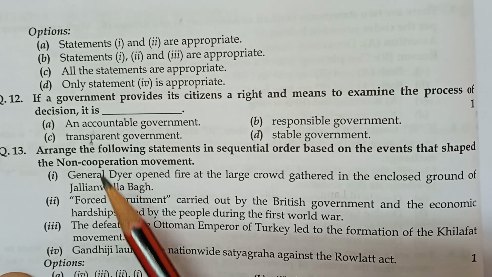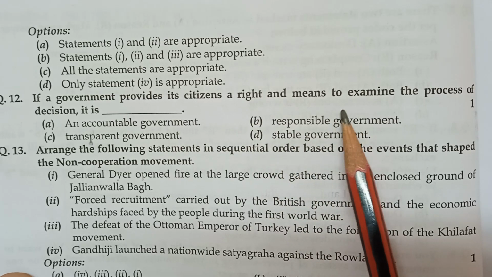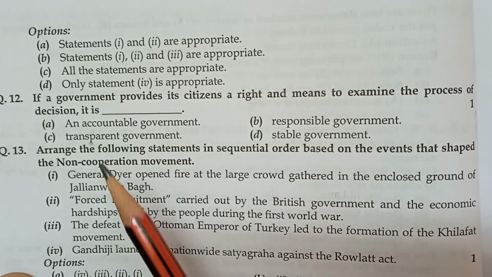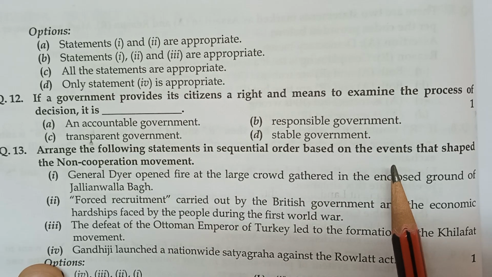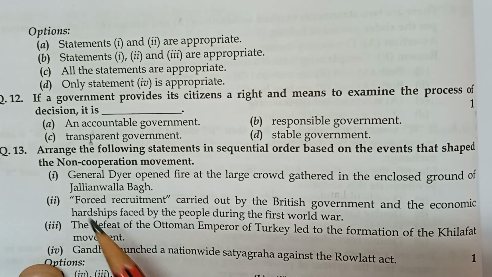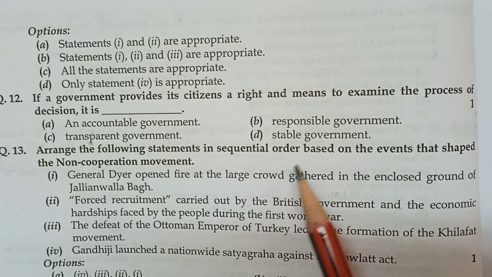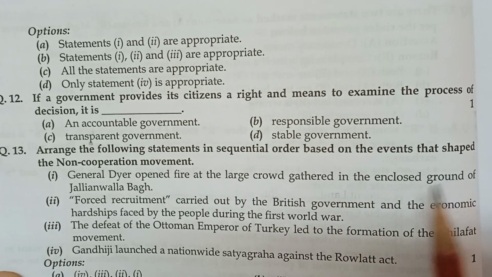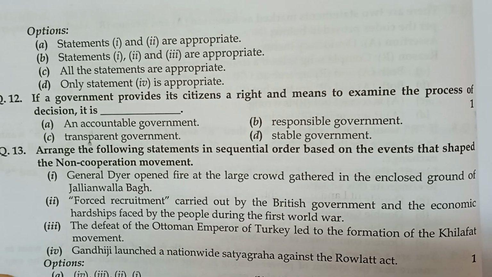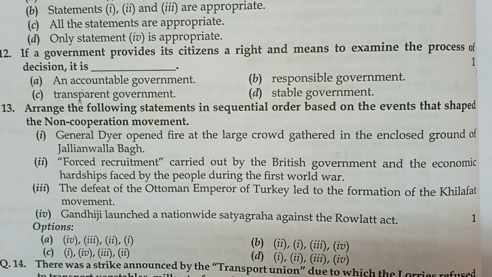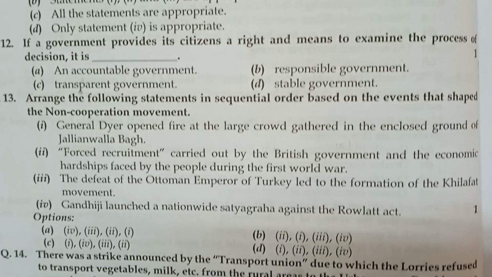Now question number 12. If a government provides its citizens a right and means to examine the process of their decisions, it is dash. You can find your four options and give your answer properly. Now question number 13. Arrange the following statements in sequential order based on the events that shaped the non-cooperation movement. You have four options given, and the matching is also given there. Here you can find the exact answer.